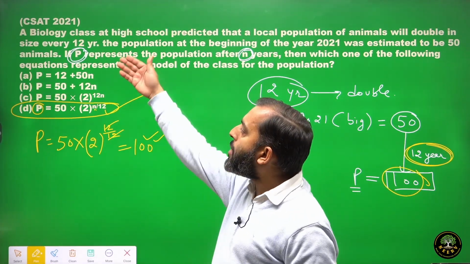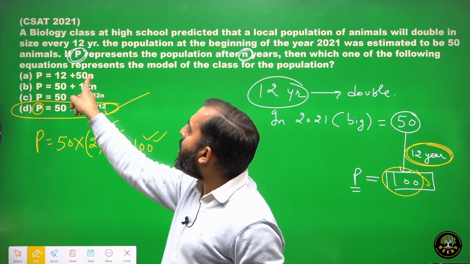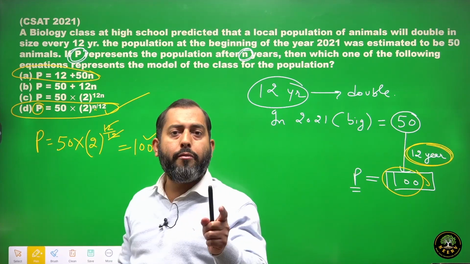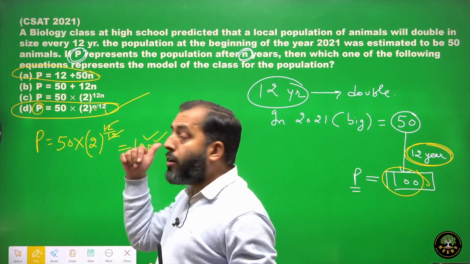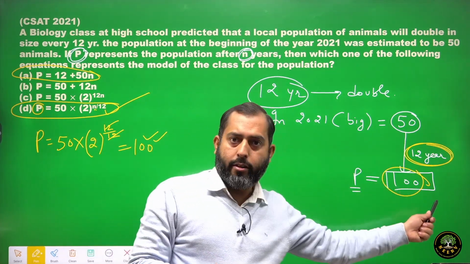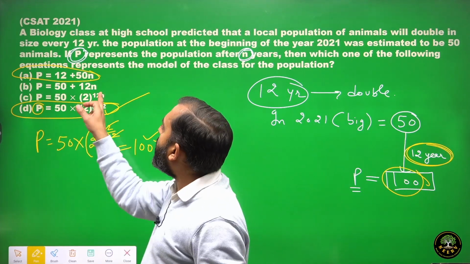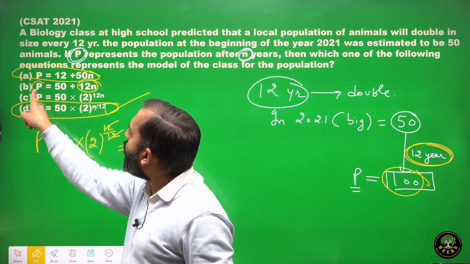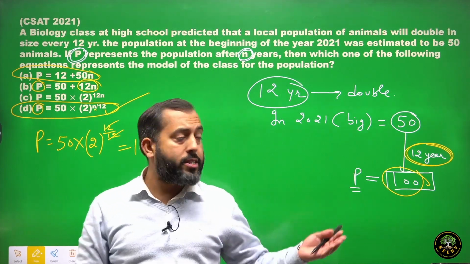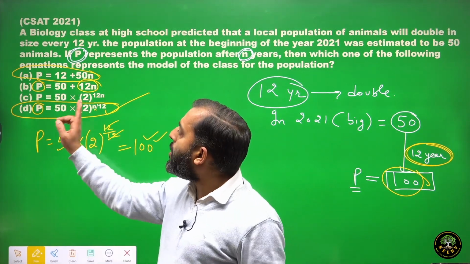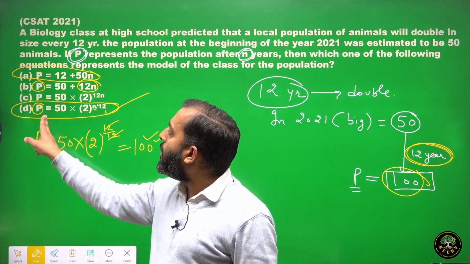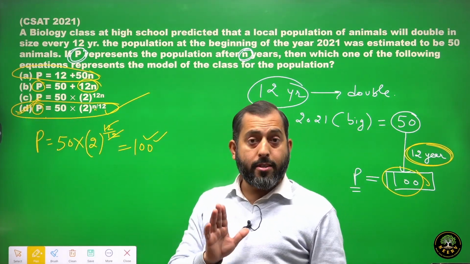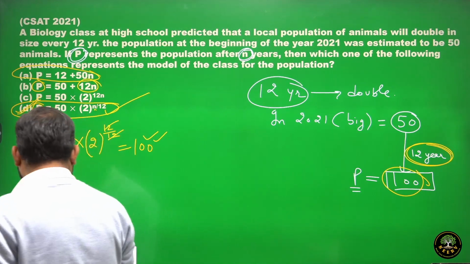You can check out the remaining choices. Insert n equal to 12 here. If you are inserting n equal to 12 here, this equation is not going to give you 100, or any value near 100. Similarly, if you insert n equal to 12 here, again this equation will not produce a value of population which is near 100. Only one of the options is producing that 100, so that is why option D should be the right choice here. I hope guys this is clear. Let's move on to the next question.